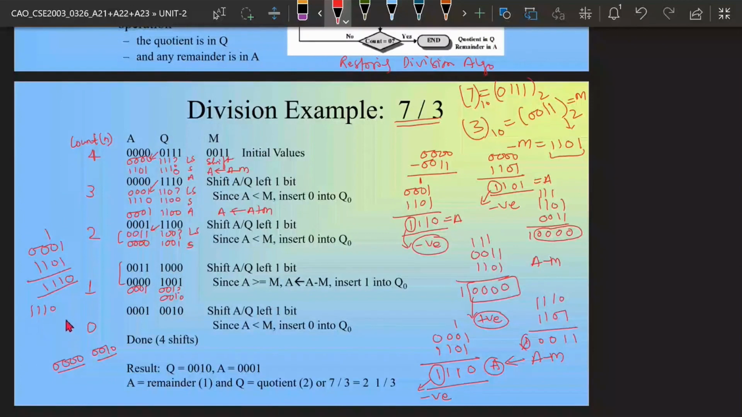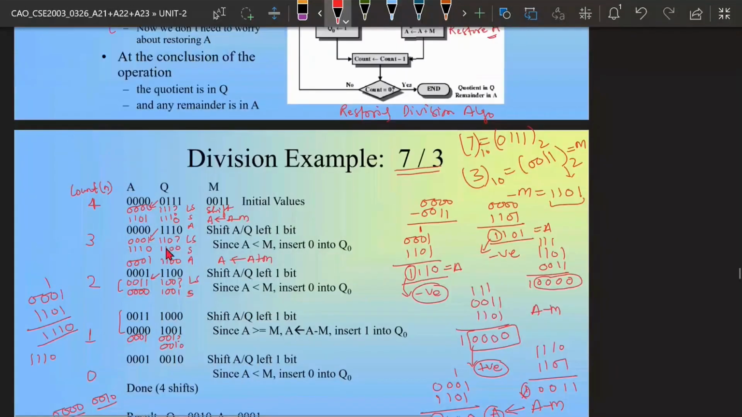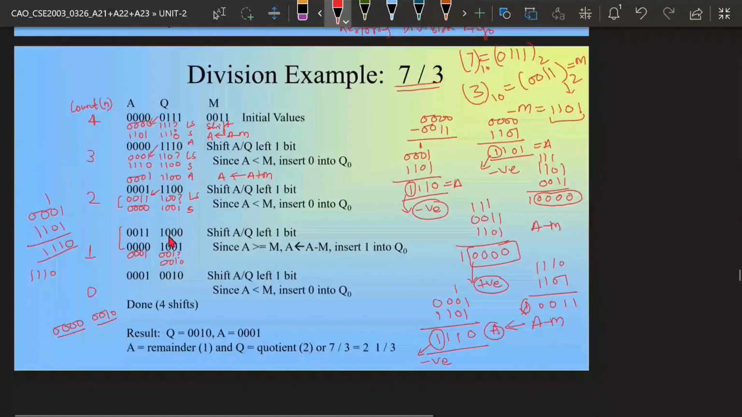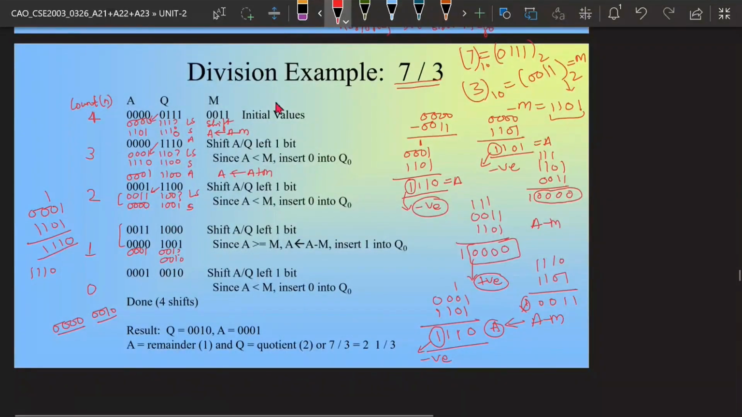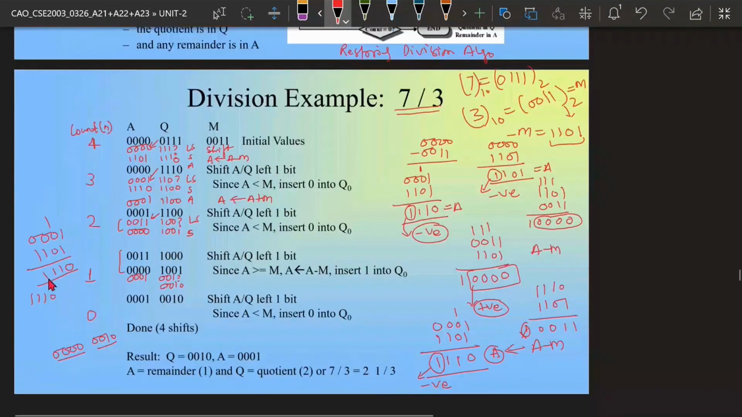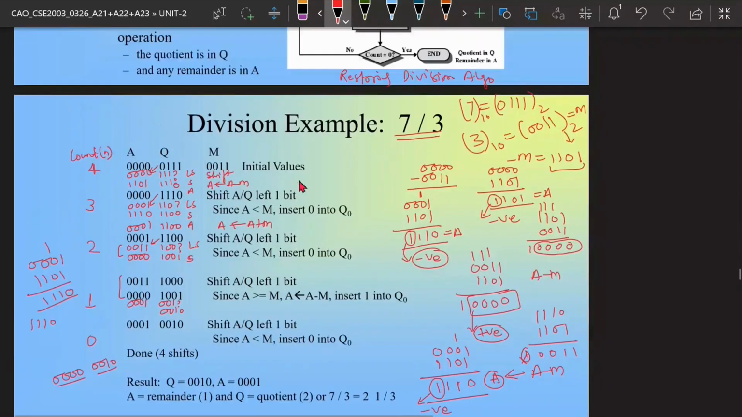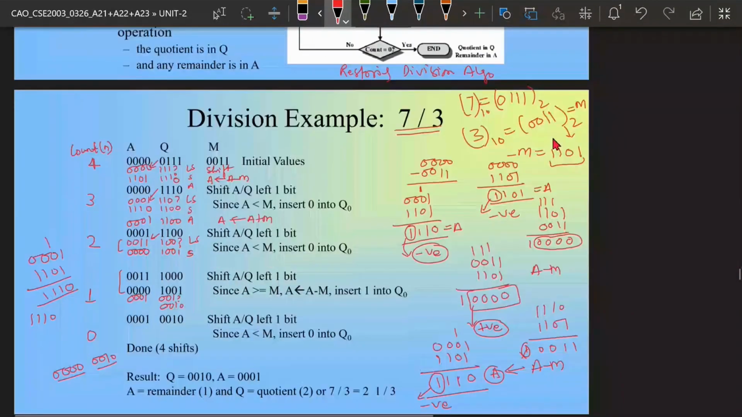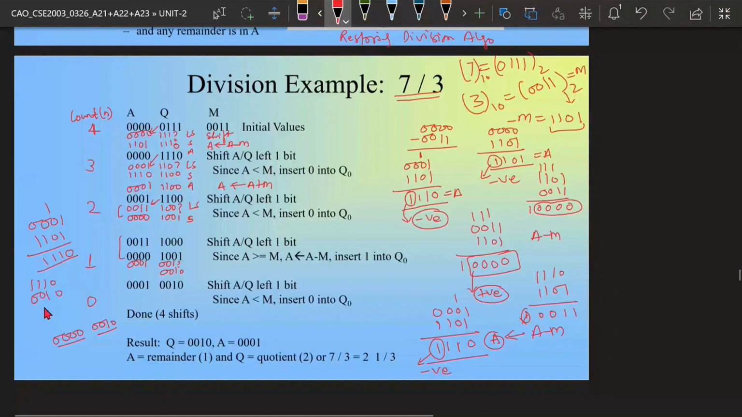Once it is going to make the restore value, in the next case, once it is going in this way, it should not be making it. The Q value is the quotient, that is 2, and we should be moving the A value also. So we need to add the M value, that is 0, 0, 1, 0, 1, 1.